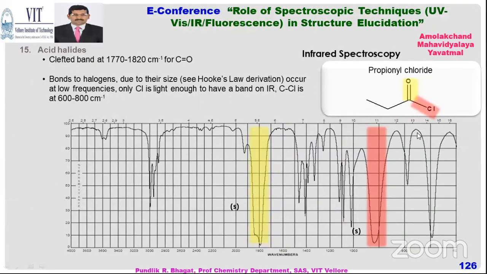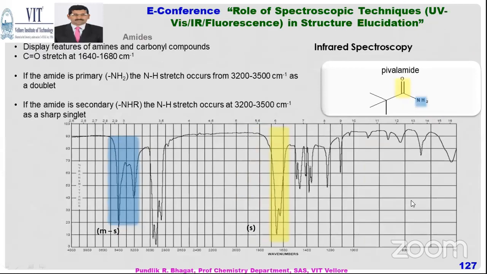Similarly, COCl, as I told you, comes next to anhydride, at 1800. See, it is given here. So the highest is anhydride, then COCl comes. Similarly, the NH2 group, see the beauty of this. You will find two peaks here, with the CO group in combination. Amide comes at the lowest, less than 1700. See here, 1640, 1680. This is the lowest of all carbonyl groups, amide.